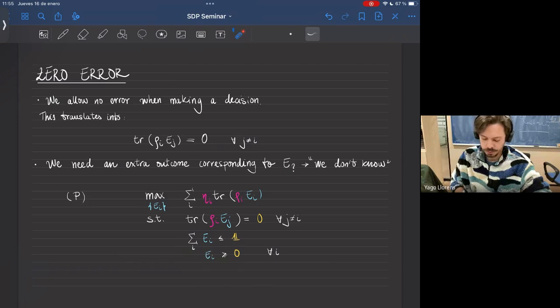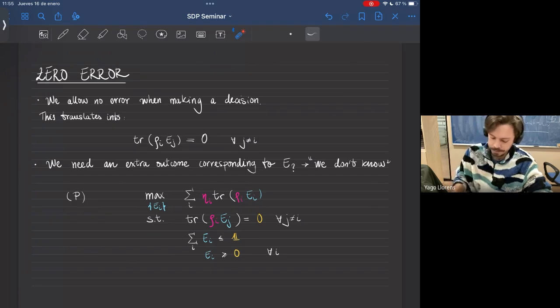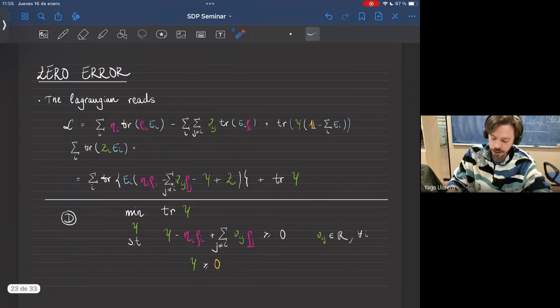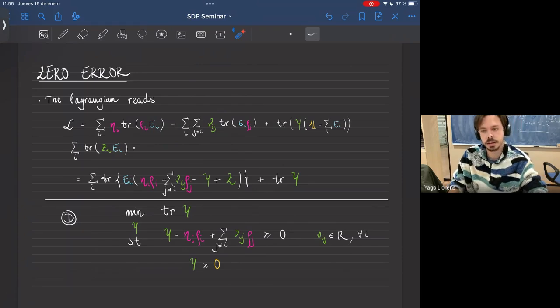Okay, so if we add here, let's say this, I don't know, element, it will be equal to the identity. Okay, but the dual of this one is a little bit more complicated.